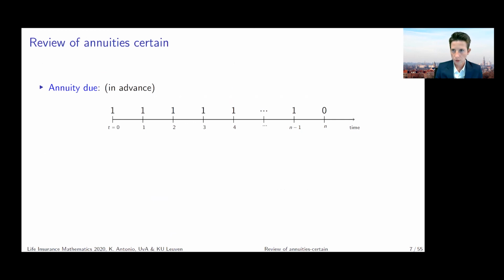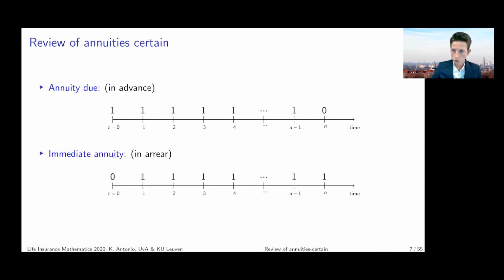Okay, there is one other difference that I need to reflect upon, and that's the difference between an annuity due and an immediate annuity. So an annuity due works in advance, so that means that you pay the cash flow at the beginning of the year, right? So that's what you see pictured over here. I've got €1 that is paid at time 0, €1 at time 1, etc.